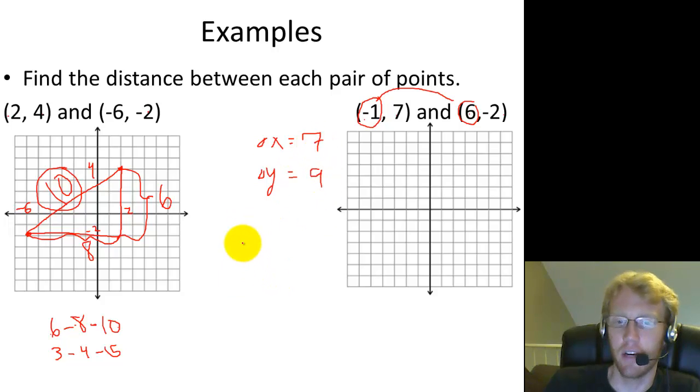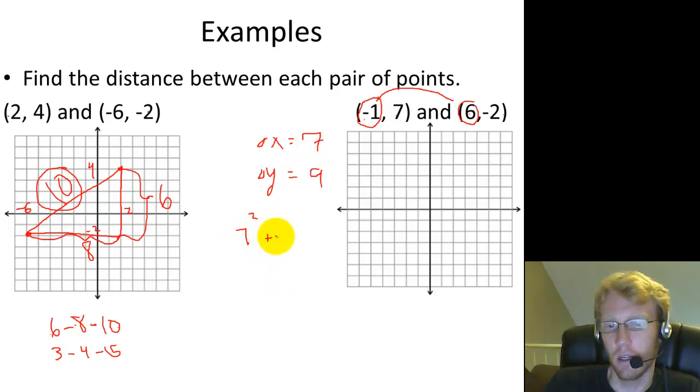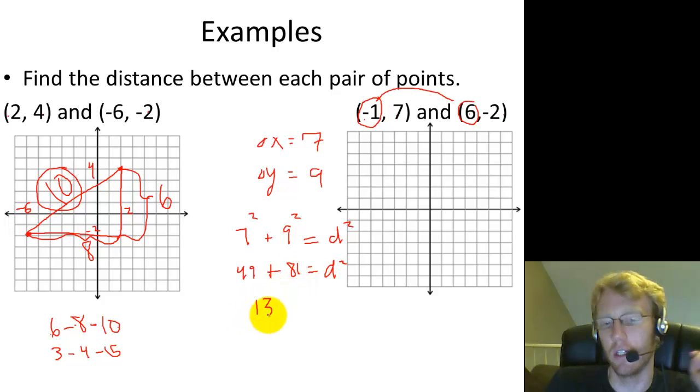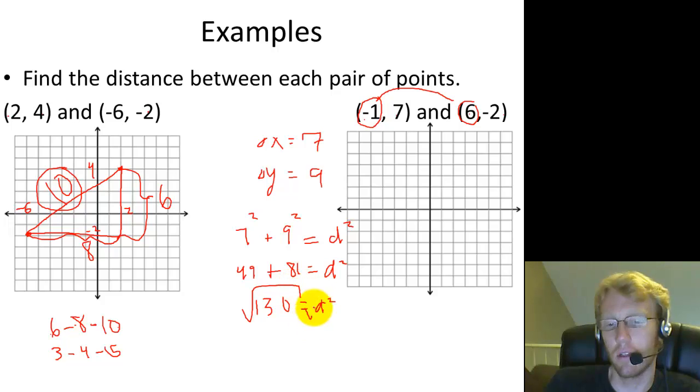Okay, now we use the Pythagorean theorem. So we get 7 squared plus 9 squared equals distance squared. 7 squared is 49, plus 9 squared is 81. If we add 49 and 81, we get 130. Then we take the square root, and we get that the distance equals the square root of 130.